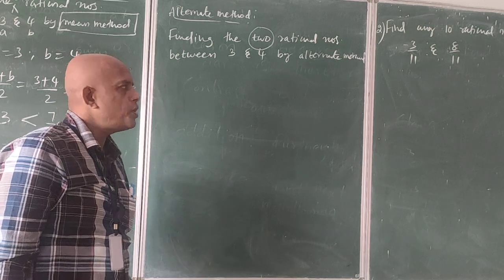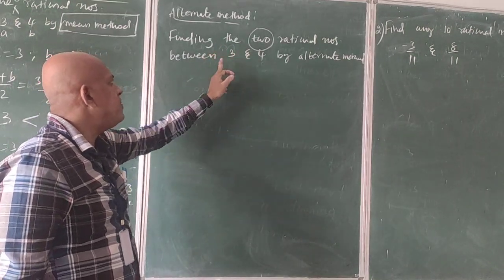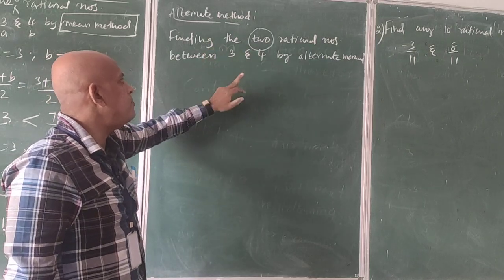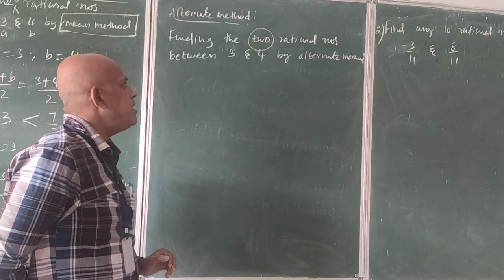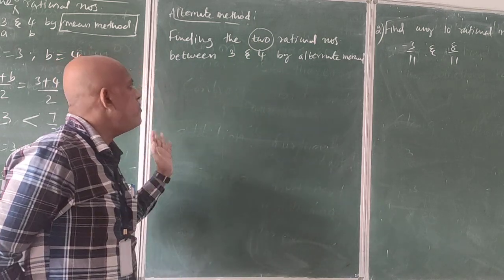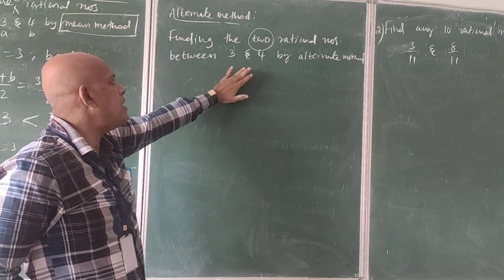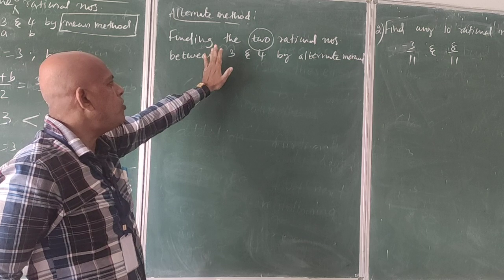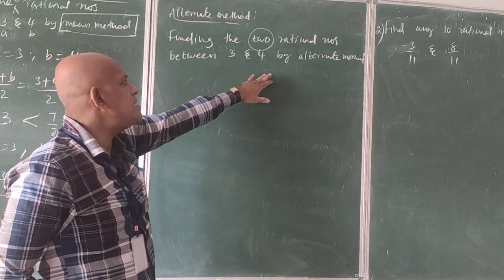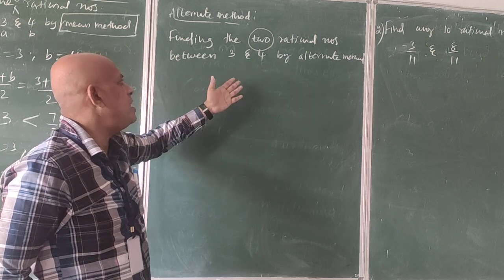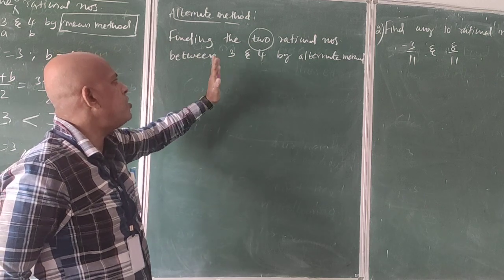Okay, now the same problem, finding the two rational numbers between 3 and 4. In the previous method we learned the mean method, and this is the alternate method. You can solve by any one of the methods, either mean method or alternate method. If they particularly ask in the exam for the mean method, you have to follow the mean method by taking A as 3 and B as 4, A plus B by 2. And this is another method, the alternate method. If they did not mention any method, then you can follow any one of the methods. Otherwise, if they particularly mention the mean method, you have to follow it.